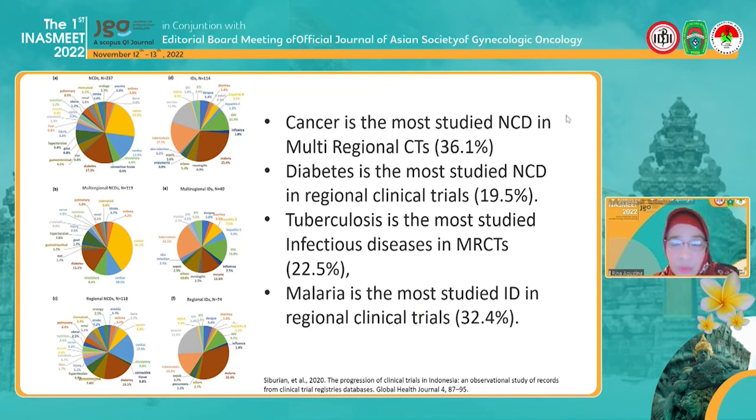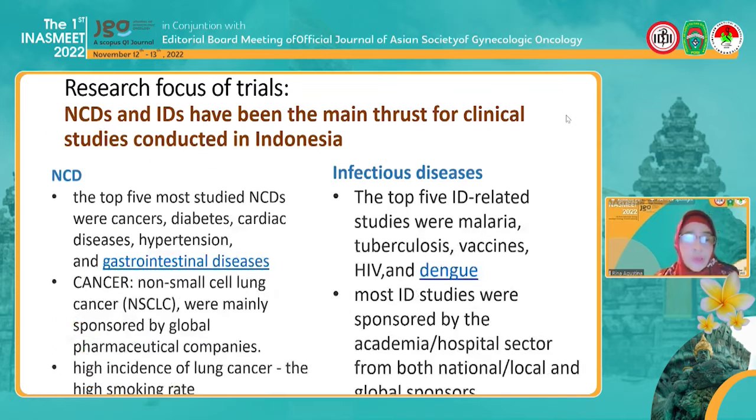For infectious disease, tuberculosis is the most studied, and malaria is the most studied for regional clinical trials. On the NCDs, apart from cancer, diabetes, cardiac disease, hypertension, gastrointestinal disease are also topics of interest. Cancer studies are much more related to non-small cell lung cancer, mainly due to the incidence of the smoking rate, and mainly sponsored by global pharmaceutical companies.